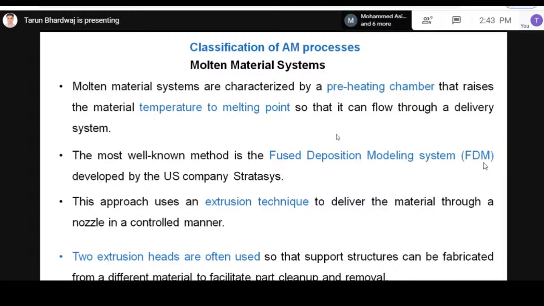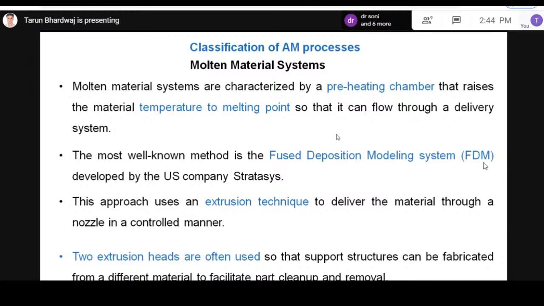The approach starts from the welding process. The most well-known method is FDM, fused deposition modeling, designed by the US company Stratasys. We have this system in our AKGEC, and we are also planning to buy laser systems that cost nearly 4 to 5 crores.